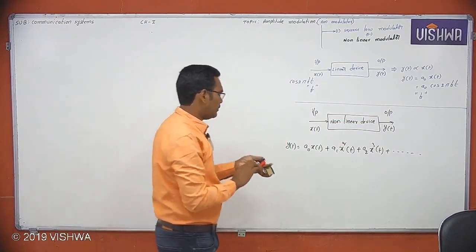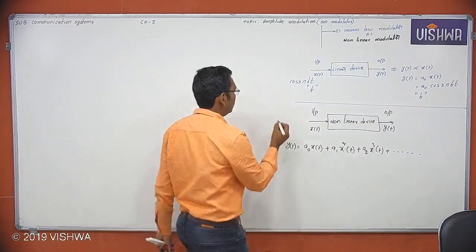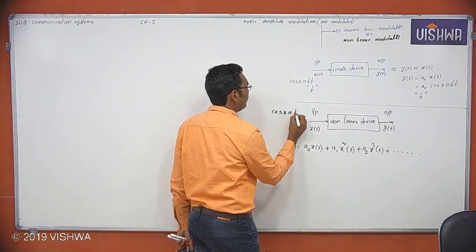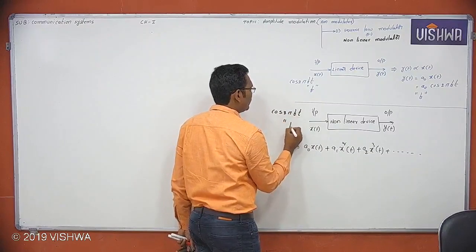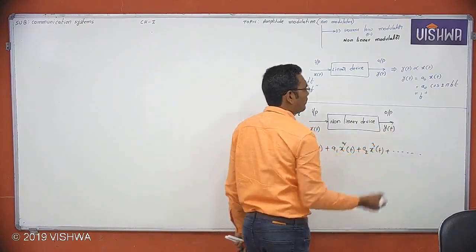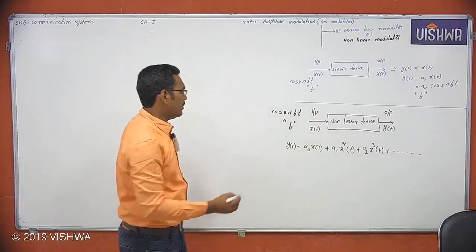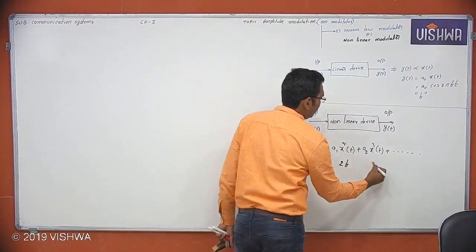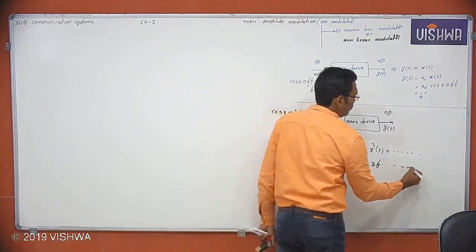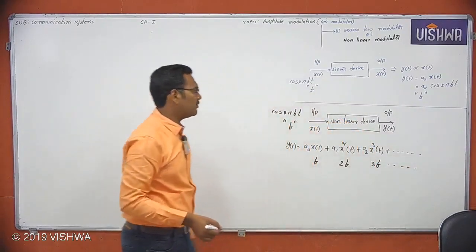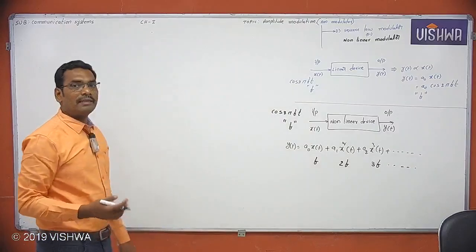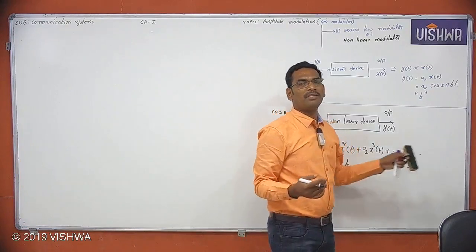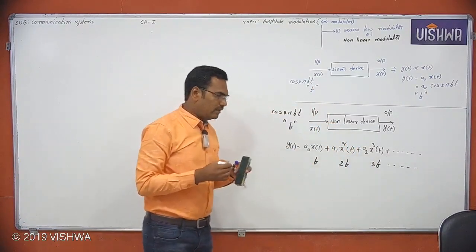But what about here? If the input side is cos 2 pi ft, the frequency at the input side is f. But what are the frequencies present at the output side? Here it is f, 2f, 3f, and so on. A number of harmonic components, right? So the calculations are very difficult, because we are taking an infinite number of components if it is a non-linear device.